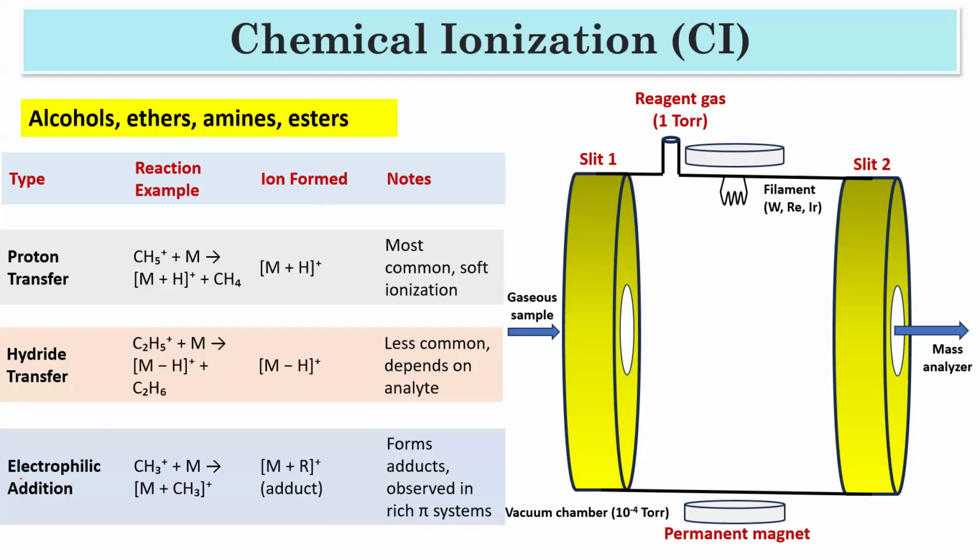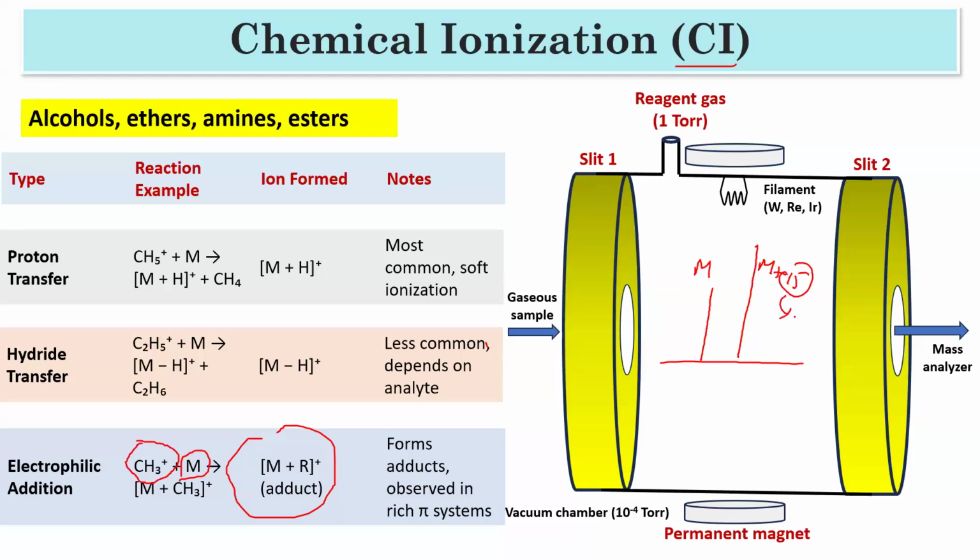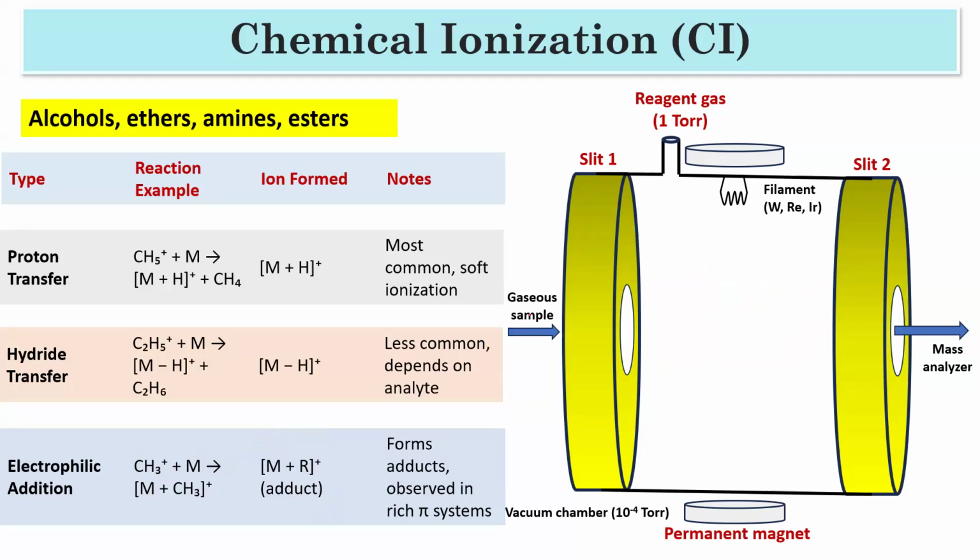Okay, so you can also have electrophilic addition. Suppose you have this methyl cation, and then you have some analyte, which can also make the adduct. If you use this CI method and you get some spectra, and you have this M here, you may get M plus 15. So 15 is the molecular mass of this CH3. Okay, so we should know these things. If we use a different method, we should know what method we are using and why that peak has appeared.